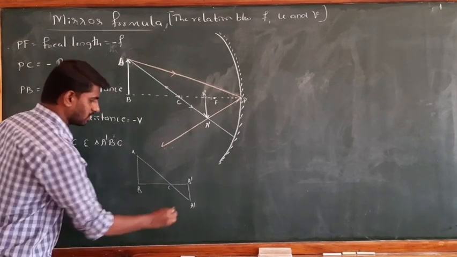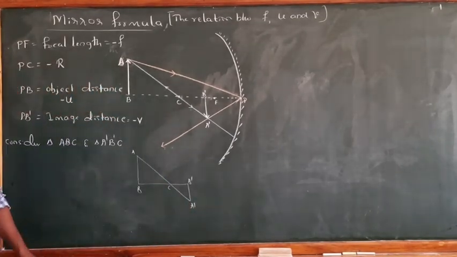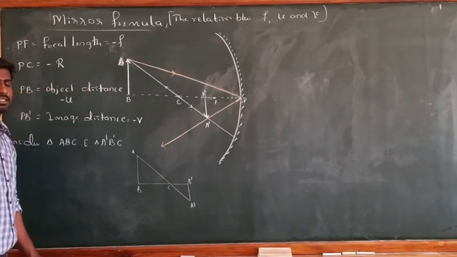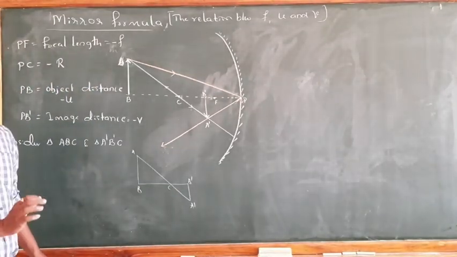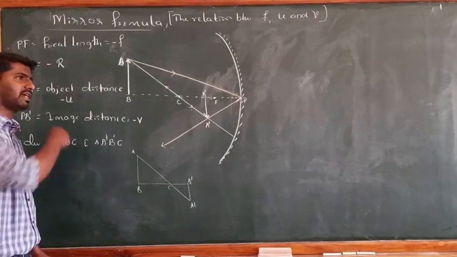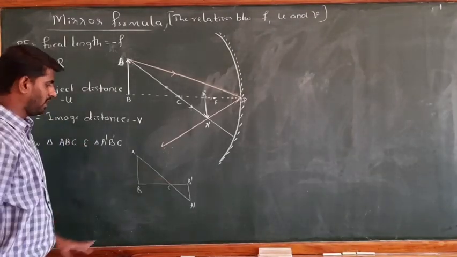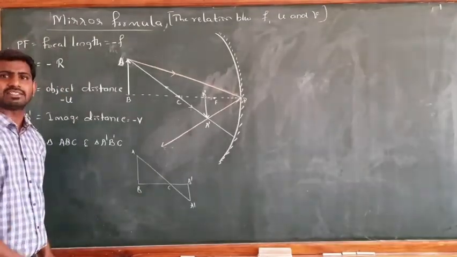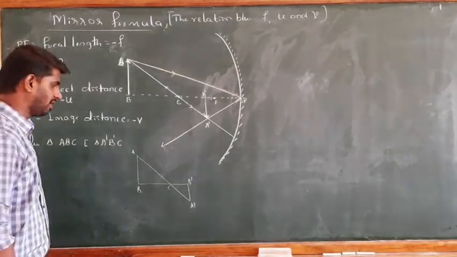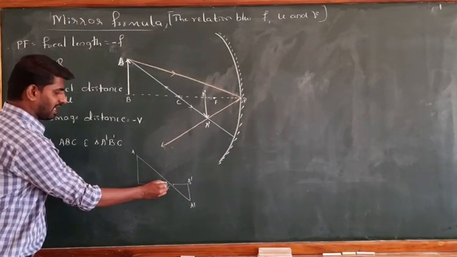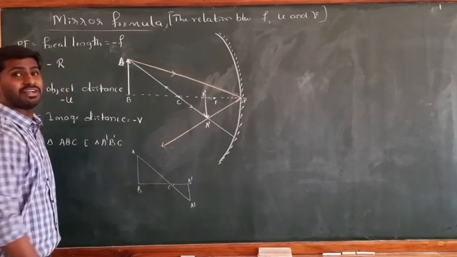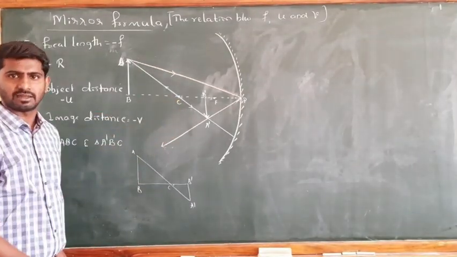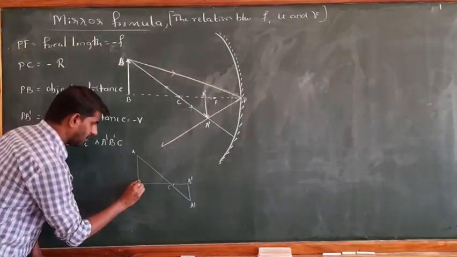Observe these two triangles. So what's the conclusion? We say these are similar triangles, not the same triangle. If you want to say same triangle, all sides must be equal and all corresponding angles of those two triangles must be equal. But in similar triangles, all three angles of a triangle are equal to the corresponding angles of another triangle.